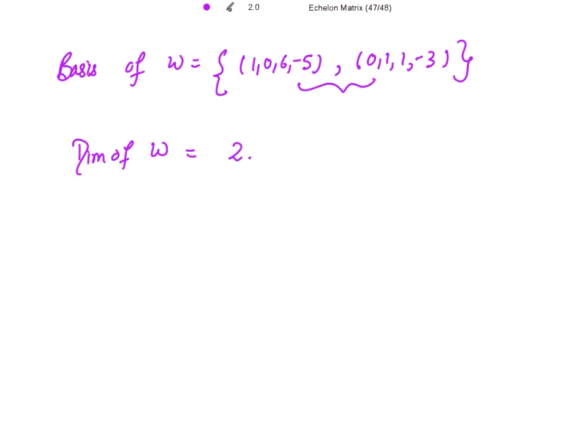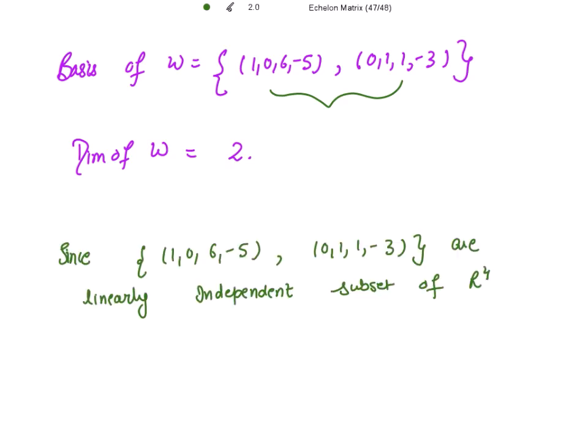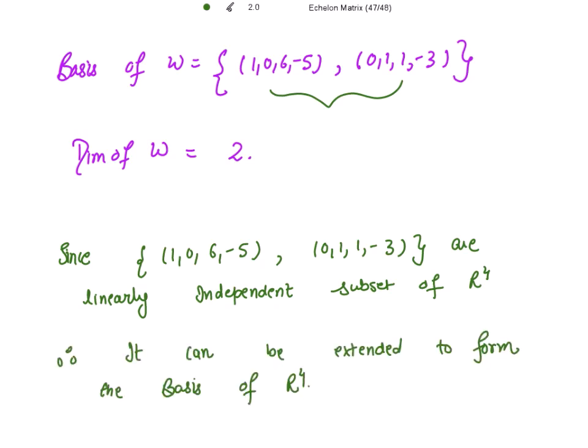So we have got the basis for the subspace W. We need to extend this basis to a basis of R4. Now since these basis vectors are a linearly independent subset of R4, right? They can be extended to form a basis for R4. Now to get the generators of R4, these are already the generators of R4.